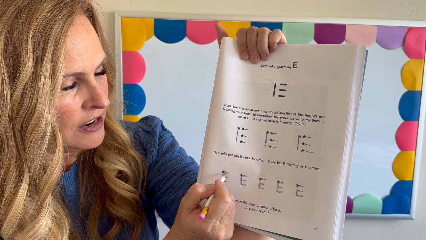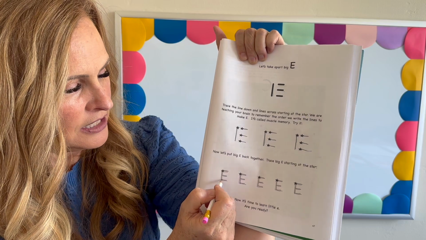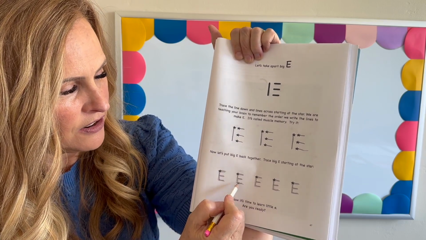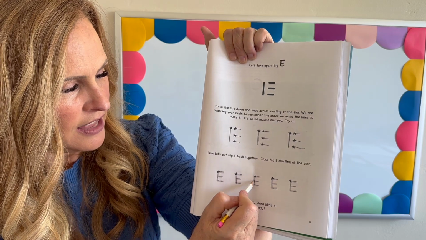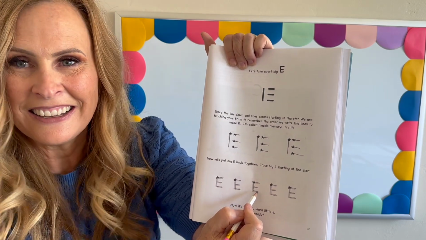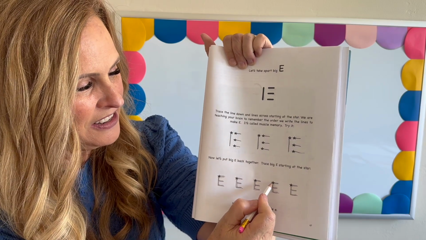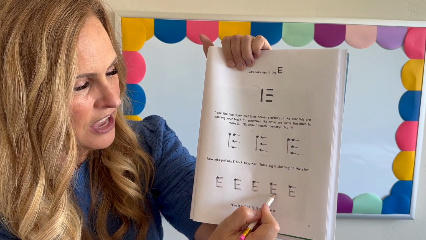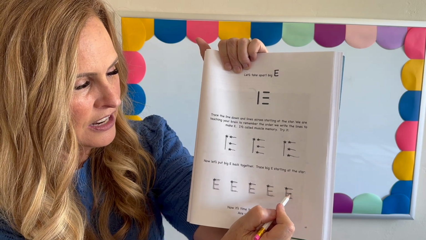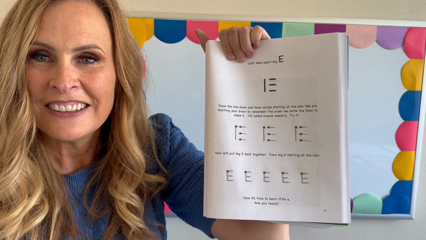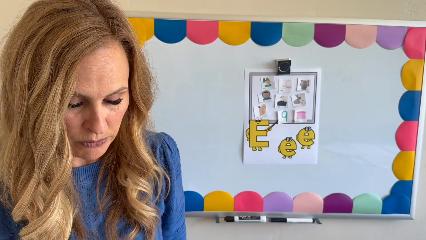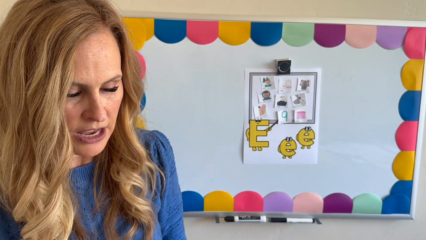Line down, line across, line across, line across. Line down, line across, line across, line across. Did you do it? Okay, and we want to remember how to make little E.